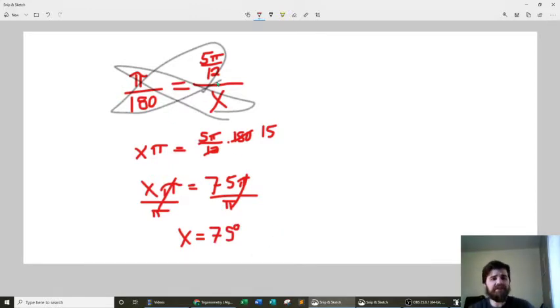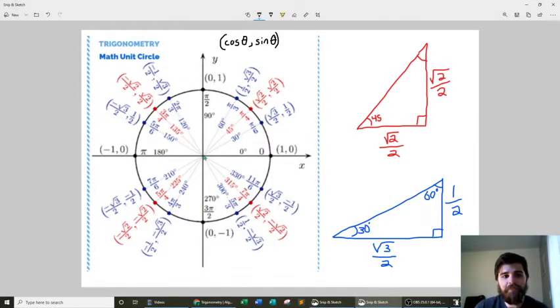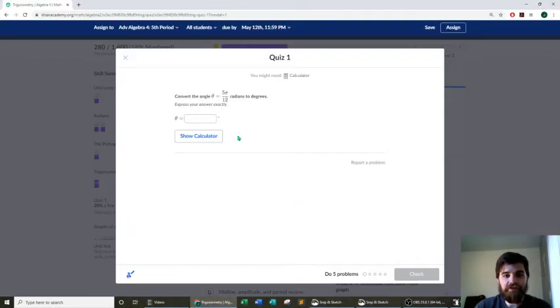Great, so we can visualize that a little bit just to make sense of our answer. If pi is 180 degrees, I'll pull up my unit circle here. If pi is halfway around the circle, then it would make sense that 5/12 pi, or about half of pi, is just under 90 degrees. Cool, so we'll go back to Khan and type that in. That was 75 degrees. Great.